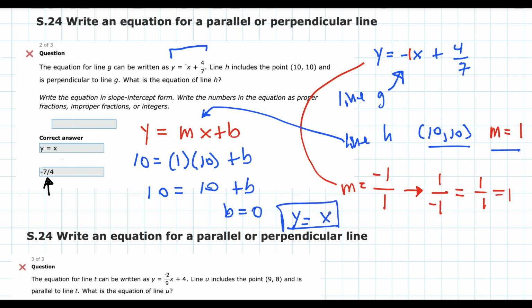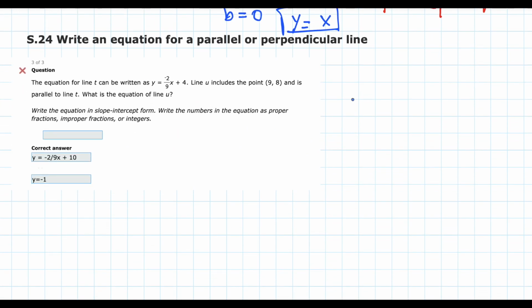Got that? Okay, let's try this one. It says the equation for the line t could be written as that. Line u, some completely different line, goes to this point and is parallel to t. So there's only one thing we need from t. Then we can throw t away. What do we want from t? Negative 2 over 9. Yeah, so we just get the slope. Once we steal the slope because it's parallel, we're done with line t.